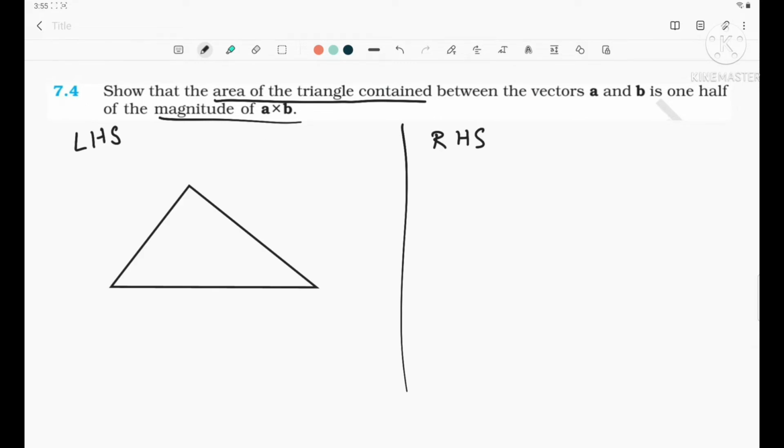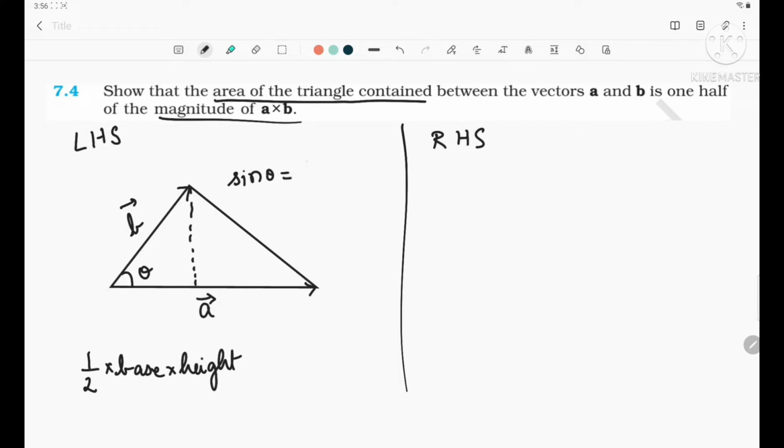Let us consider this triangle, and this side is, let us say, vector a, and this is vector b. In order to find the area of the triangle, you know very well, it is equal to half into base into height. So in order to find the height of this triangle, let the angle between the two vectors be theta. Here, if you take sine theta, sine theta is equal to opposite divided by hypotenuse. In this triangle, this angle is 90 degrees, so the hypotenuse will be vector b.